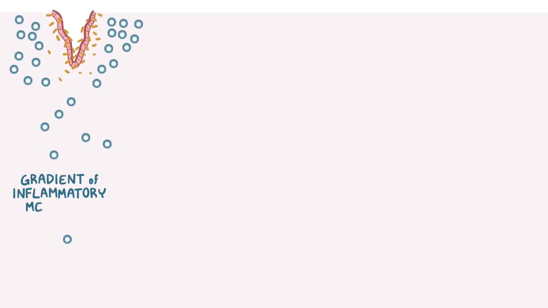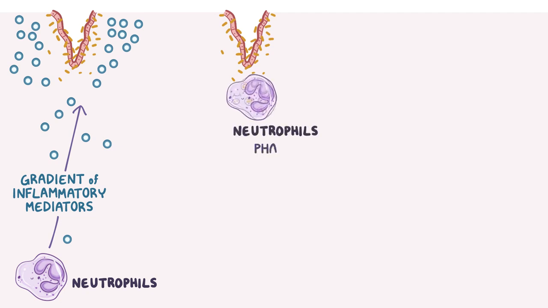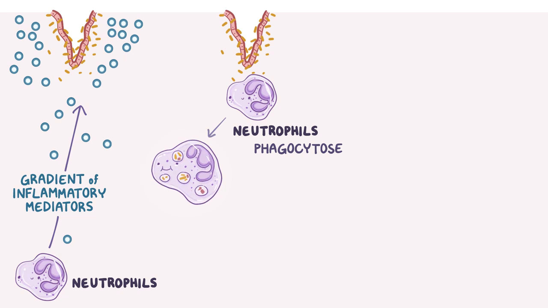Now, next, the leukocyte follows a gradient of inflammatory mediators to get to the site of inflammation. Neutrophils are the first leukocytes recruited during the acute inflammatory process, and they're like hungry athletes. They immediately start phagocytosing or eating pathogens and damaged cells. Neutrophils take in a lot of pathogens quickly, kind of like a vacuum, and then commit suicide, destroying themselves and all of the pathogens they've taken in.